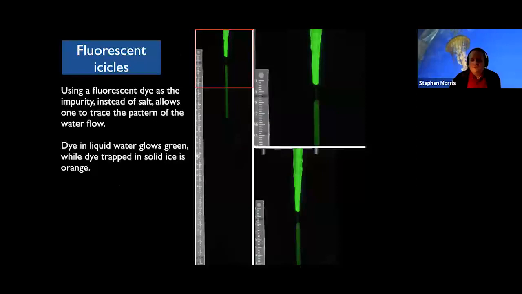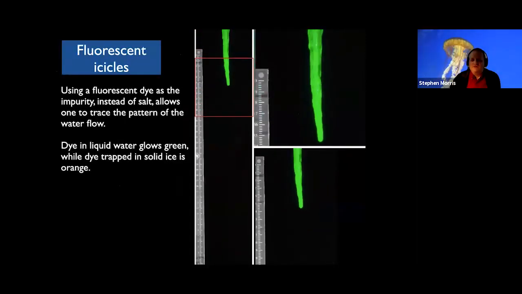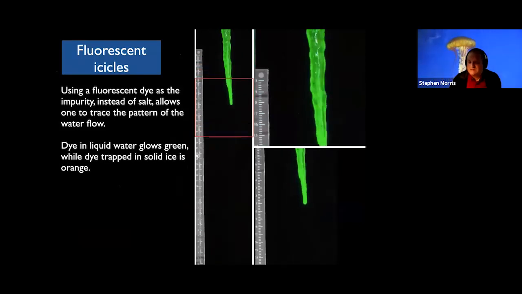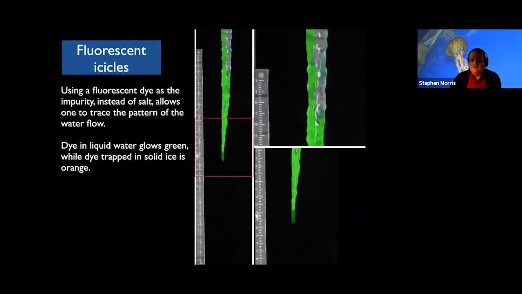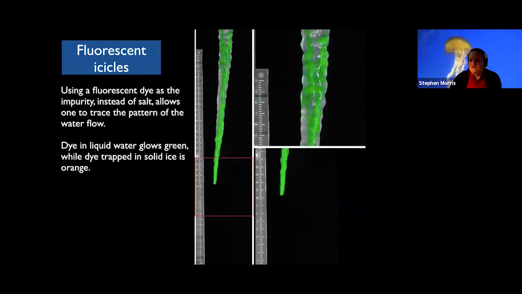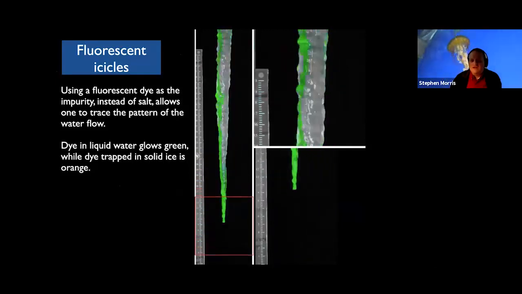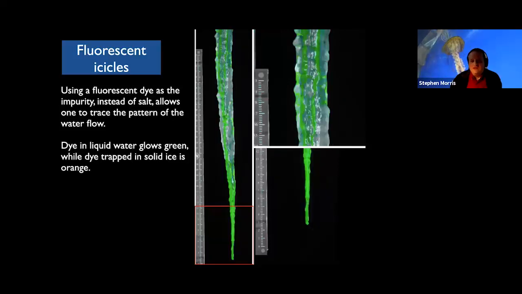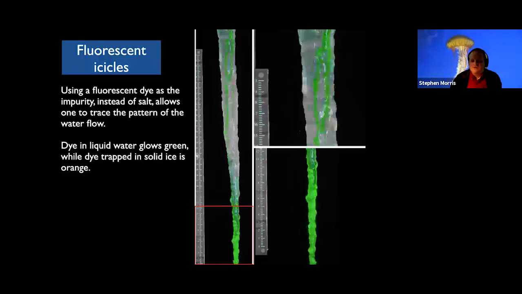So now we can do experiments where we add dye to the water. Instead of using pure water with salt, we use pure water with a tiny amount of fluorescent impurity. The fluorescent impurity acts like the impurity necessary to produce the ripple. So now we have ripply icicles, and we can trace where the water is going by looking at where the stuff is glowing. Dye in liquid water glows green, whereas dye in solid ice is a kind of orange color. And you can pull apart those two things.